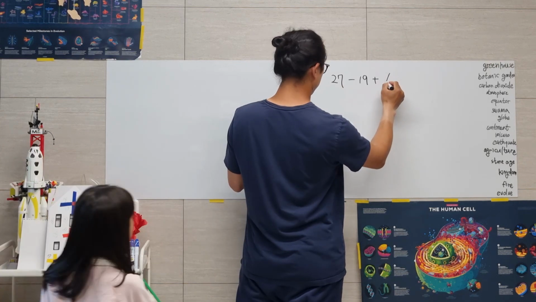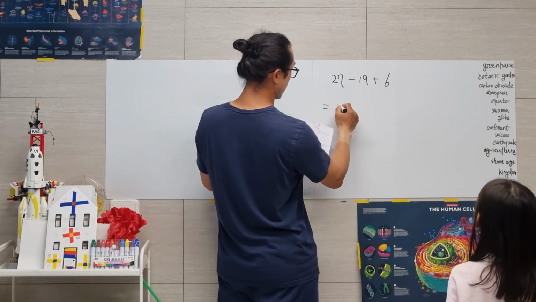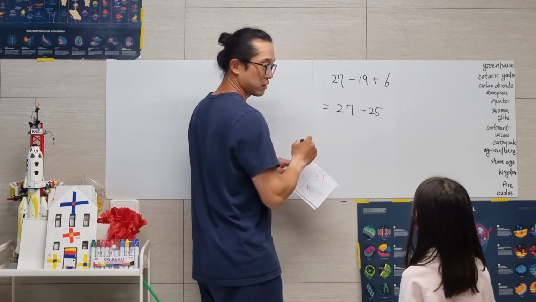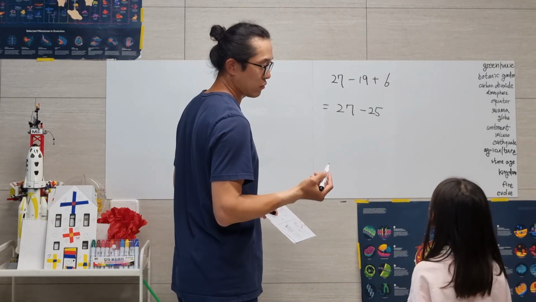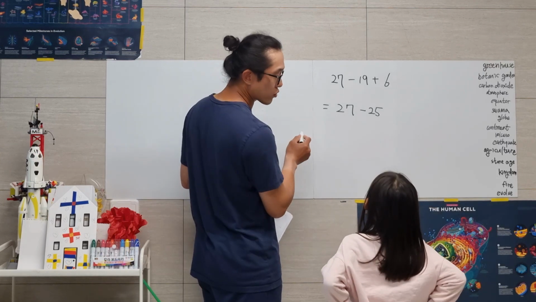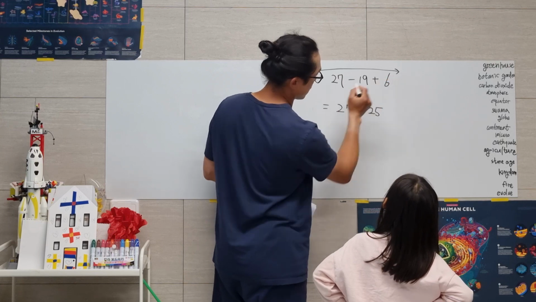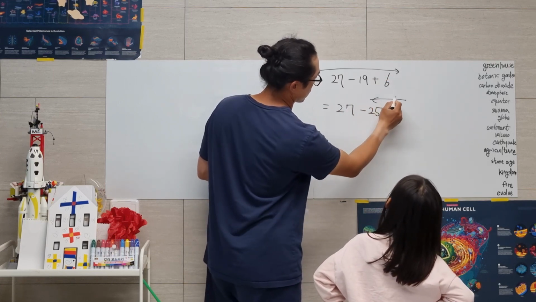27 minus 6 equals 27 minus 25. It's wrong. What? Why? Something is wrong. You know, there's an order to follow from left to right. Not this part. It's wrong.